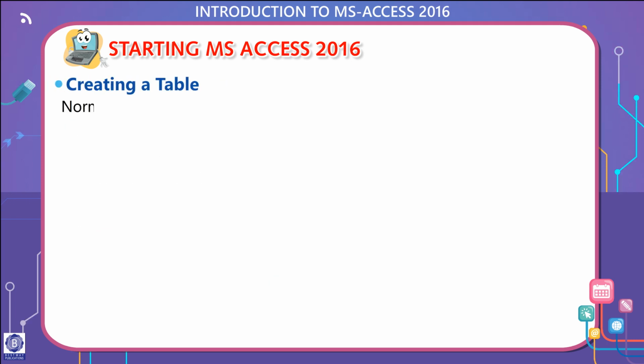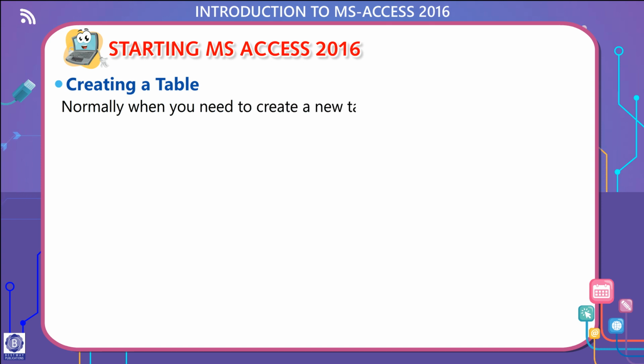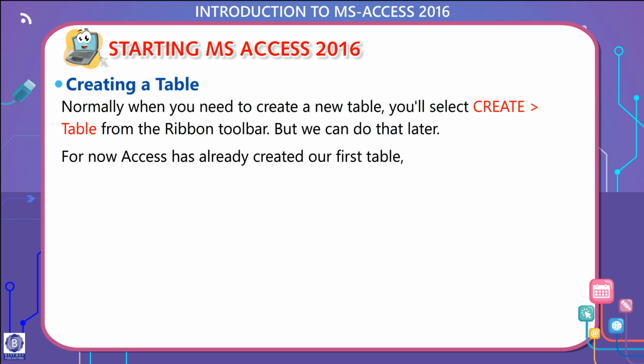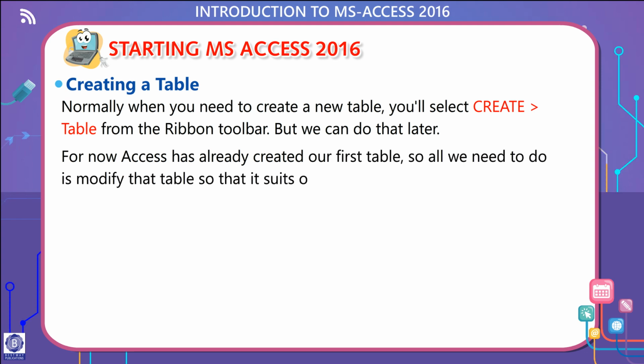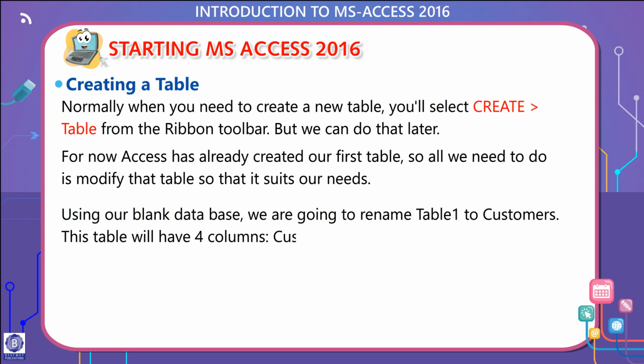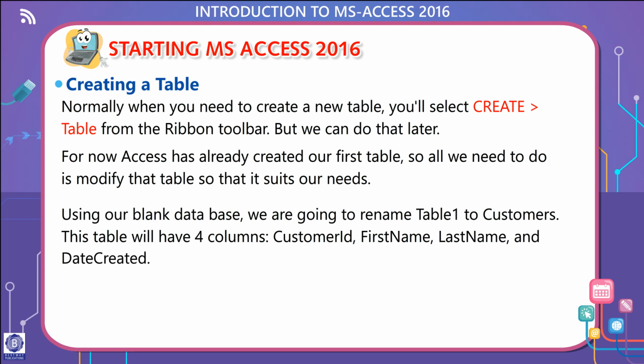Creating a table. Normally, when you need to create a new table, you will select Create Table from the ribbon toolbar. But we can do that later. For now, Access has already created our first table. So all we need to do is modify that table so that it suits our need. Using our blank database, we are going to rename Table 1 to Customers. This table will have 4 columns: Customer ID, first name, last name, and date created.